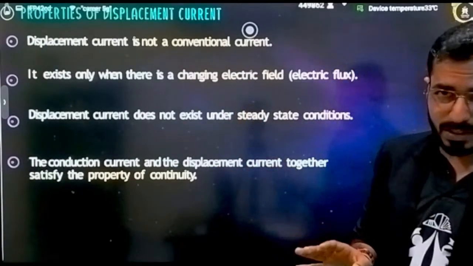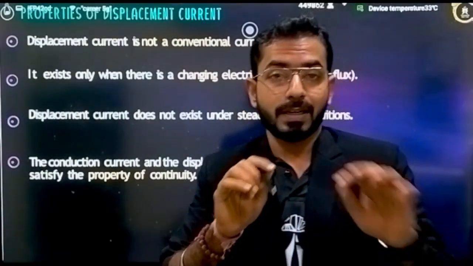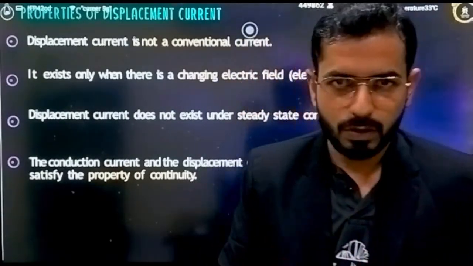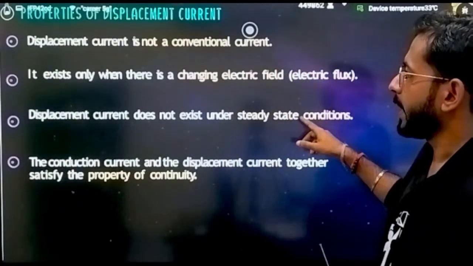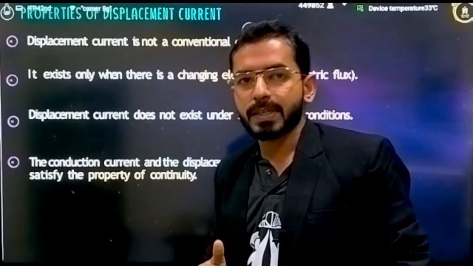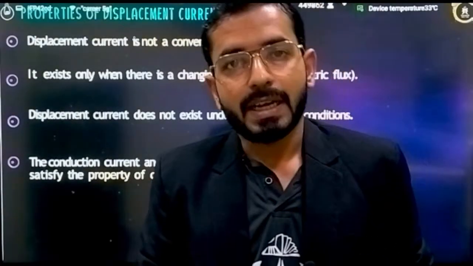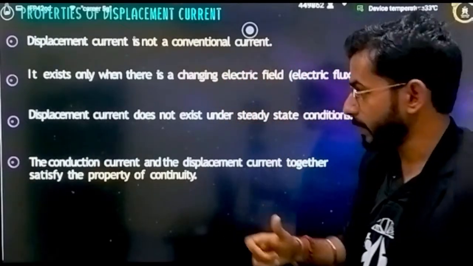Displacement current is not a conventional current. The conventional current that we study is due to the flow of electrons, with a current coming in the opposite direction. That is the conventional current. Here we are not going to study that current. It only exists when there is a change in electric field, because we are defining displacement current in terms of the rate of change of electric flux. So if there is a change in electric field, only then will it be described.